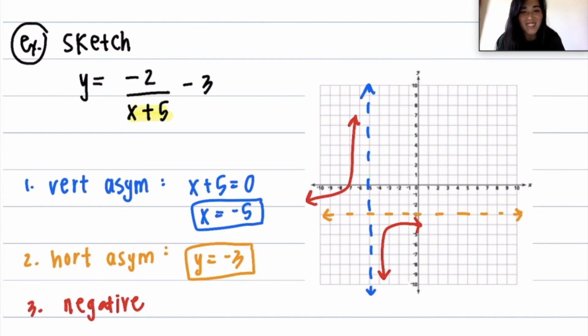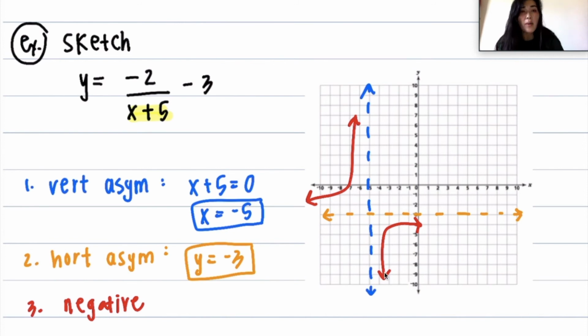All right, guys, how did you do? For this one, you should have a vertical asymptote here at negative 5. Unlike our last problem, you would notice here that that is a -3, so that's going to indicate that the horizontal asymptote is actually shifting downward, so it's down here at -3. We do have a negative graph as determined by the top here, and so we are going to be in this second and in this fourth quadrant.